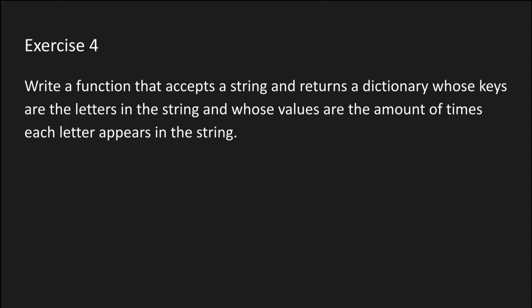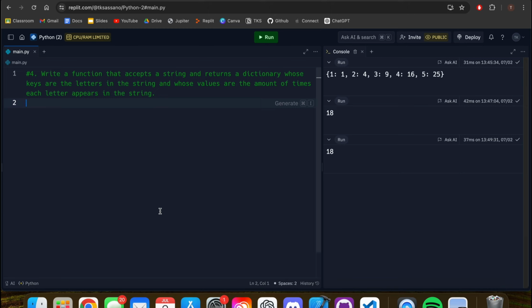Write a function that accepts a string and returns a dictionary whose keys are the letters in the string and whose values are the amount of times each letter appears in the string. So this function will take in a string, and we need to count the letters in this string. We can just create a dictionary that starts off empty, and now we'll loop through each letter in the string.